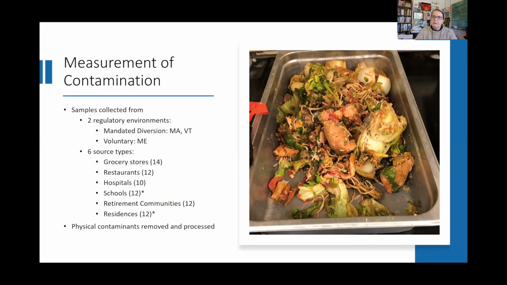At the time when we were doing the sampling, in no case were our residential customers required to separate food waste. So all of the residential samples were voluntary. We looked at 6 different source types: grocery stores, restaurants, hospitals, schools, retirement communities, and residences. And we were looking for physical contaminants as well as biological and chemical contaminants. But we removed the physical contaminants before we processed the samples to be measured.